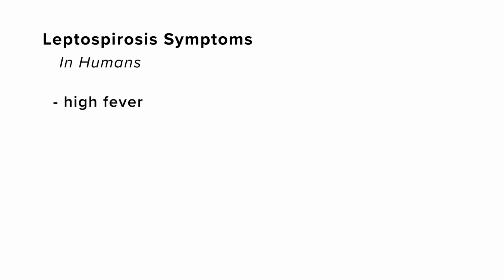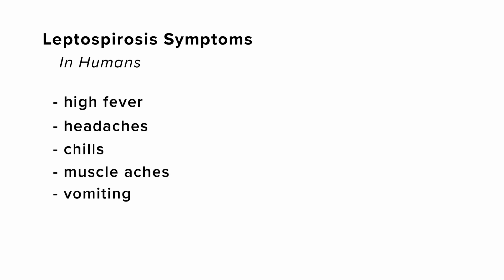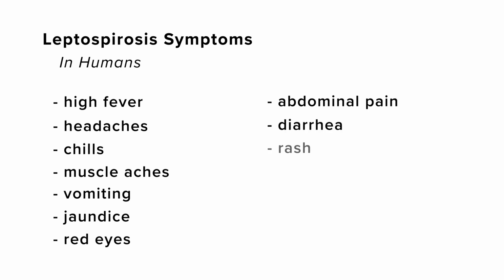Since it is passed through urine, you are able to become infected with lepto by coming in contact with infected water, which can include drinking or swimming, or coming in contact with infected soil. Sometimes in humans, symptoms can include high fever, headaches, chills, muscle aches, vomiting, jaundice, red eyes, abdominal pain, diarrhea, and rash. Signs in horses can be depression, fever, loss of appetite.